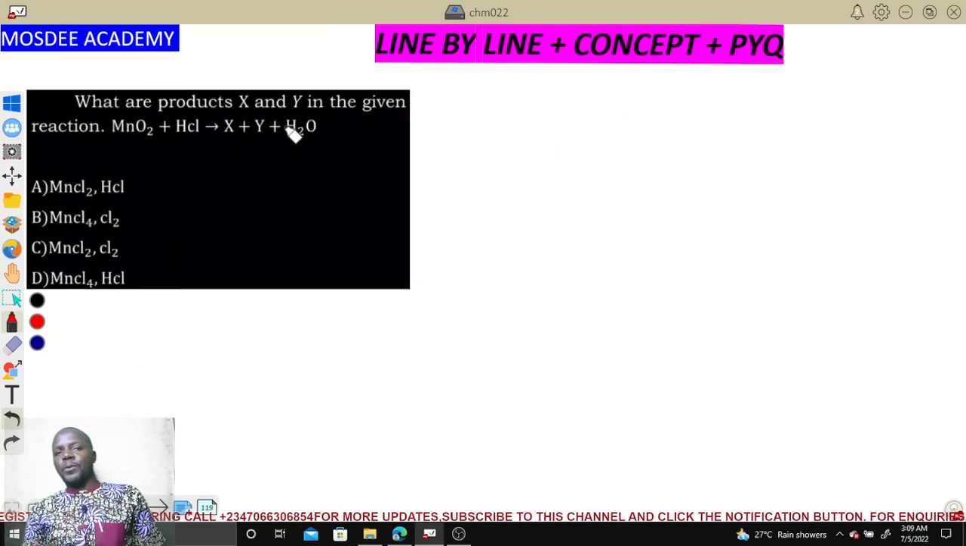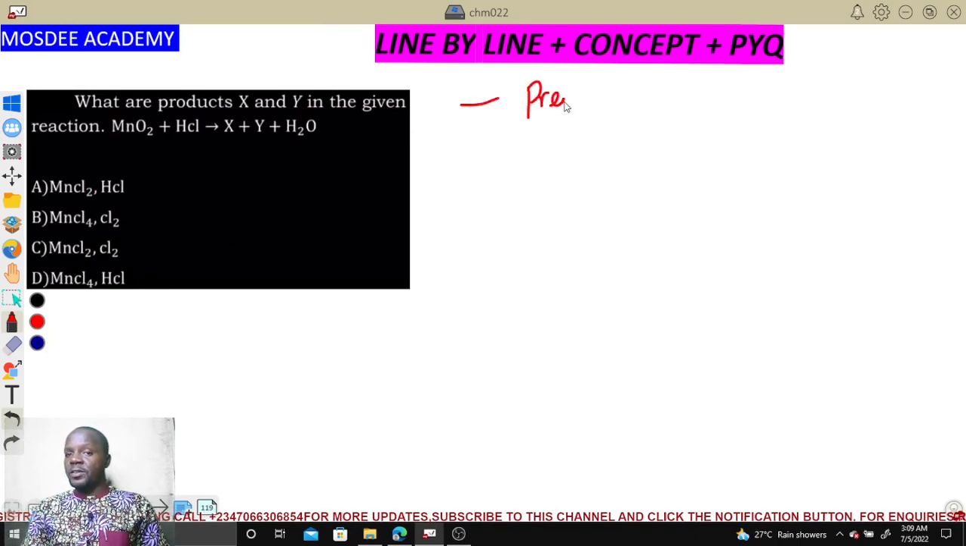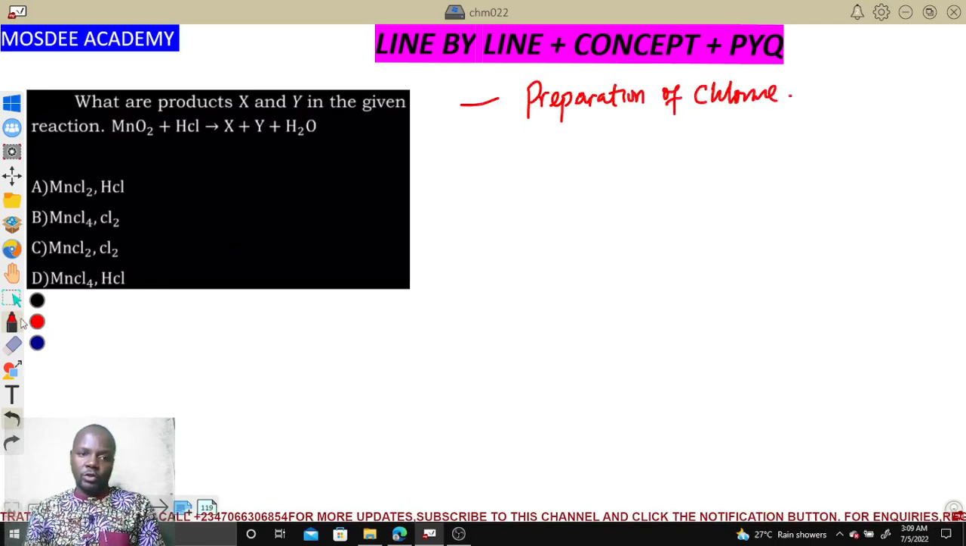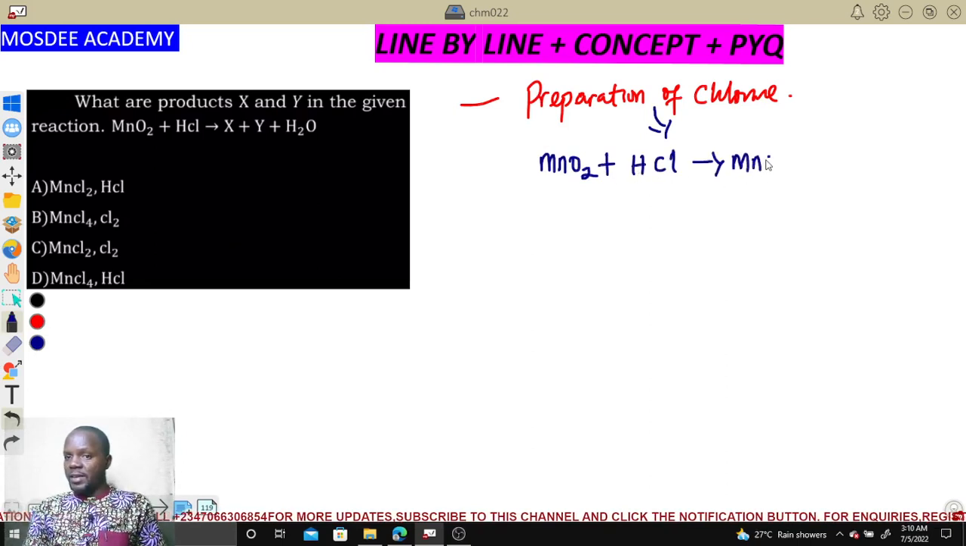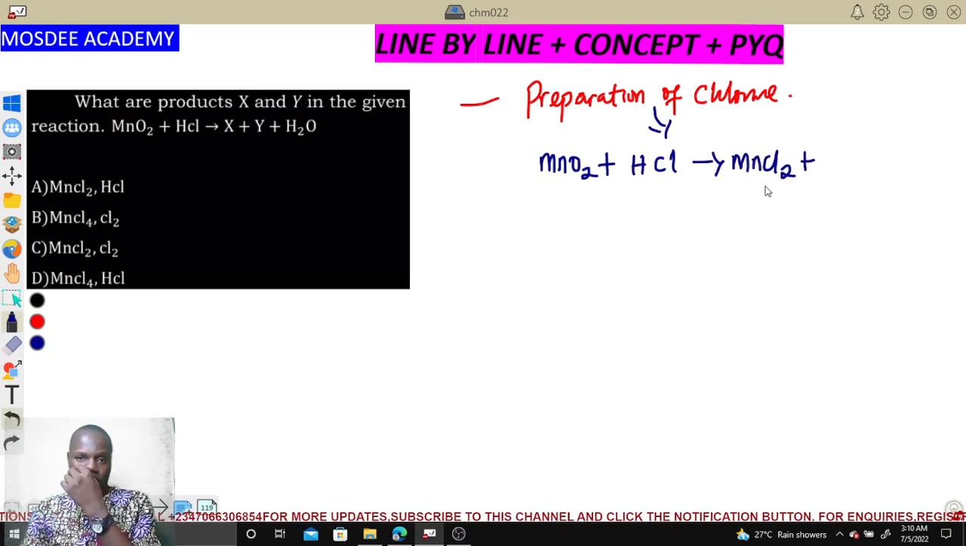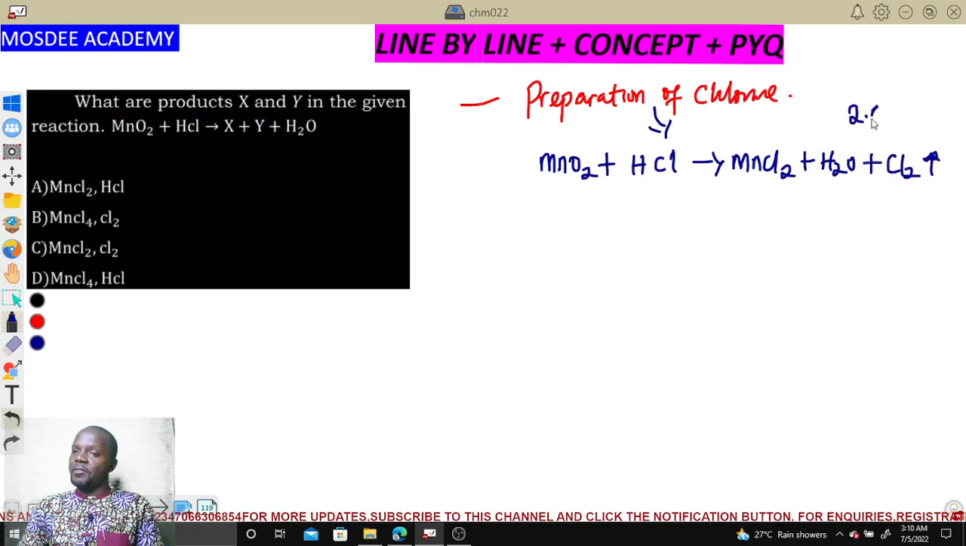Now, what are the products X and Y in the given reaction? I think we are now in preparations of chlorine. A quick fact, so that we increase our pace while picking answers. Chlorine is prepared in the laboratory by oxidation of hydrochloric acid with manganese(IV) oxide. I'm not balancing, you can balance: MnCl2 plus water plus chlorine gas. Chlorine gas is denser than air, about 2.5 times denser.